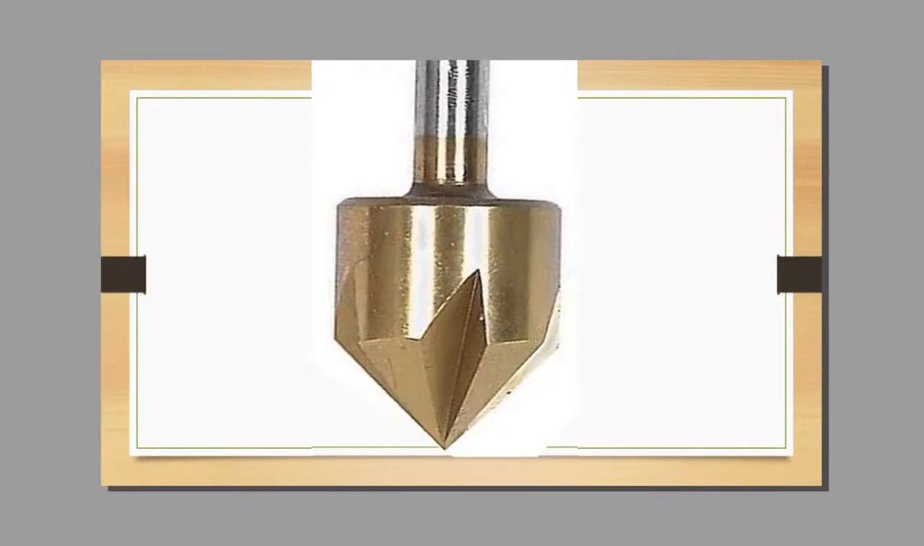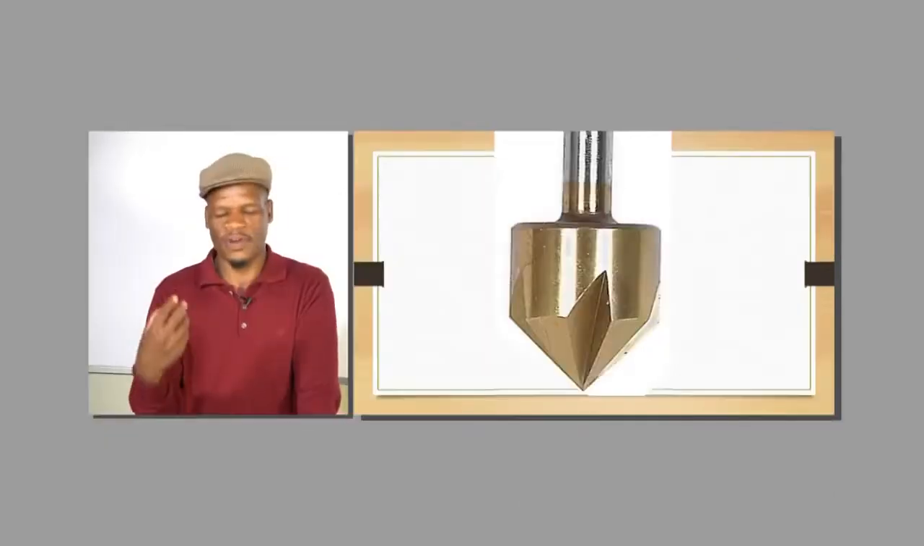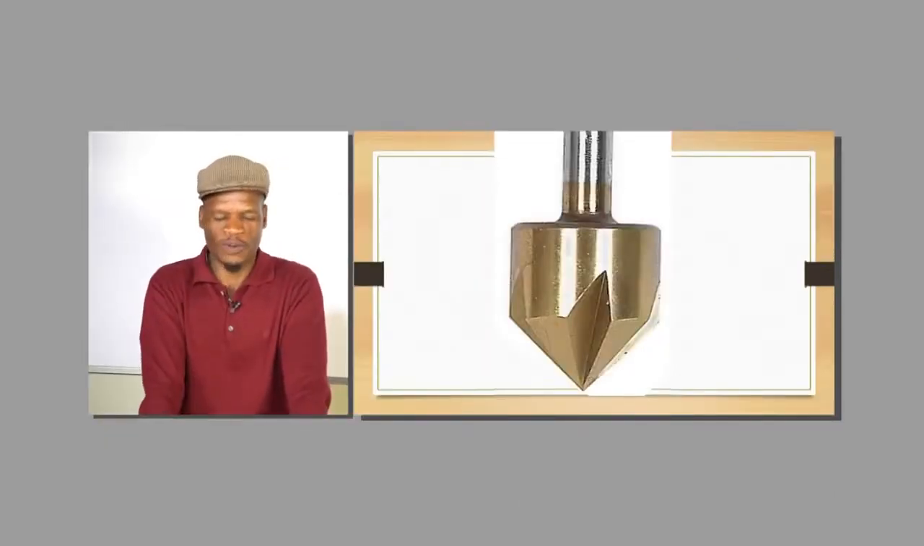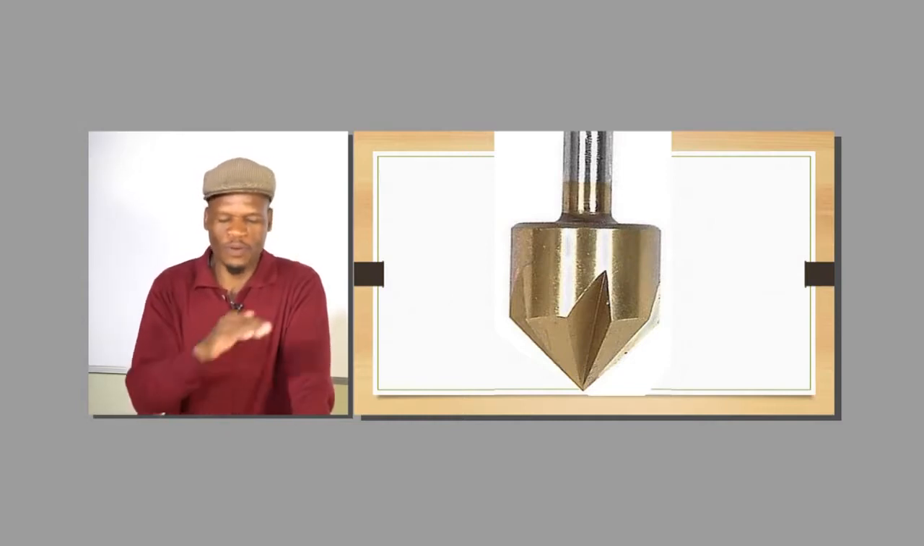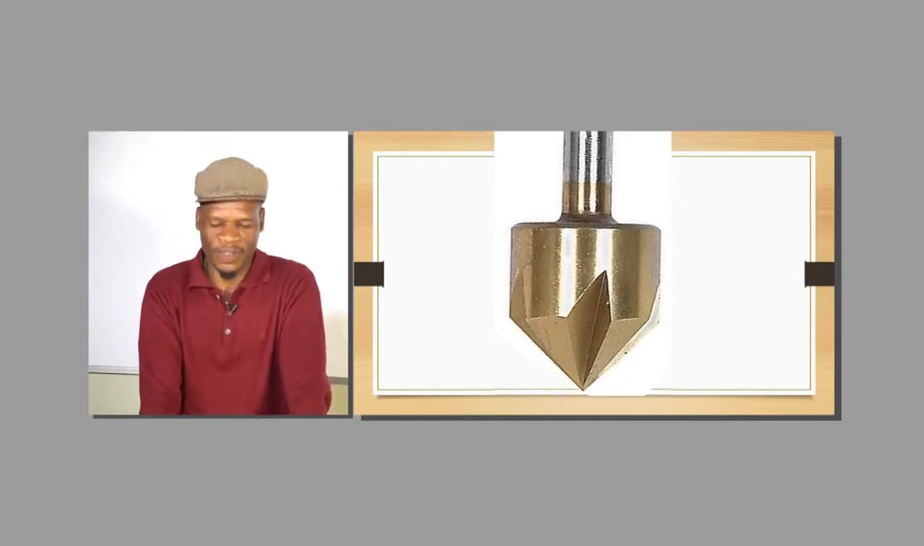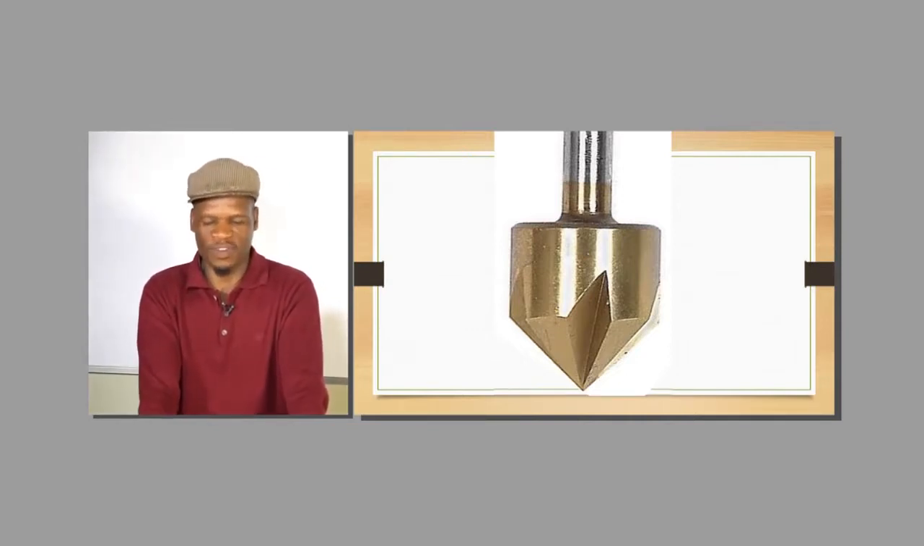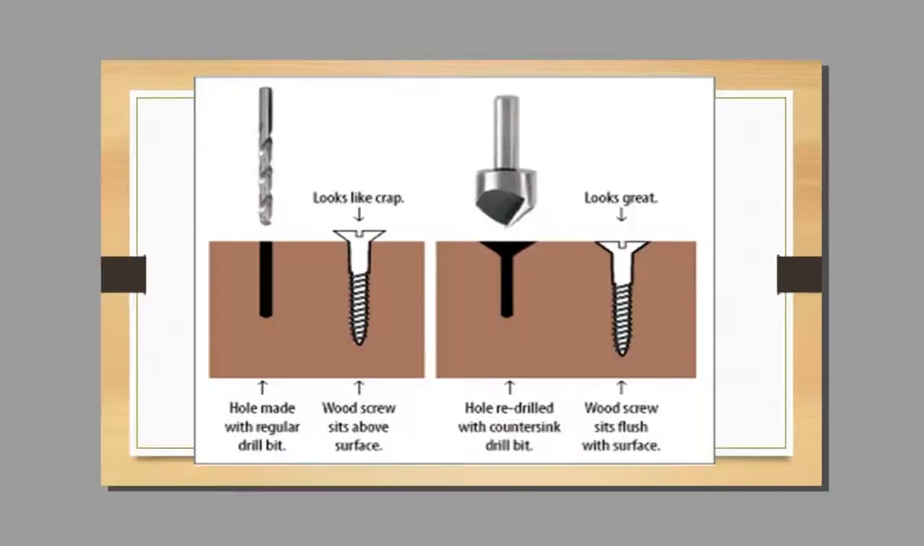Then you've got your countersink. A countersink is the tool which is used just to make sure that when you are putting a screw into a material, say for instance it's a timber, the screw does not stick out of the surface. You must use the countersink, and then when you use the countersink, the nail or the screw is going to sit nicely and flat into the surface.